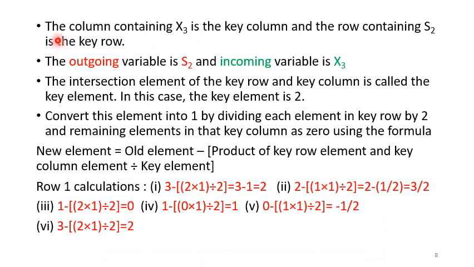You can see here the column containing x3 is the key column and the row containing S2 is the key row. The outgoing variable is S2, the incoming variable is x3. The intersection element of the key row and the key column is called the key element. In this case, the key element is 2. Convert this element into 1 by dividing each element in the key row by 2, and make the remaining elements in the key column 0 using the formula: new element in the new table is equal to old element minus the product of the key row element and the key column element divided by the key element.